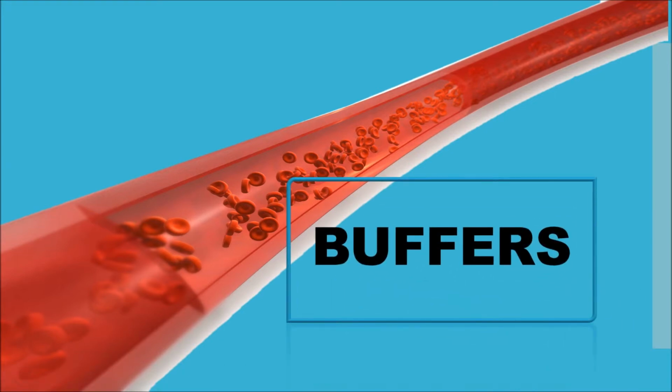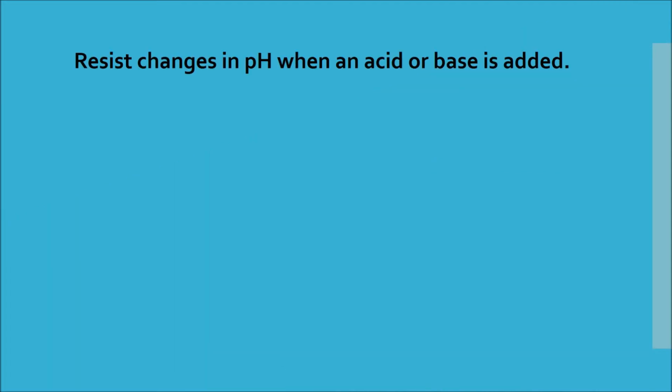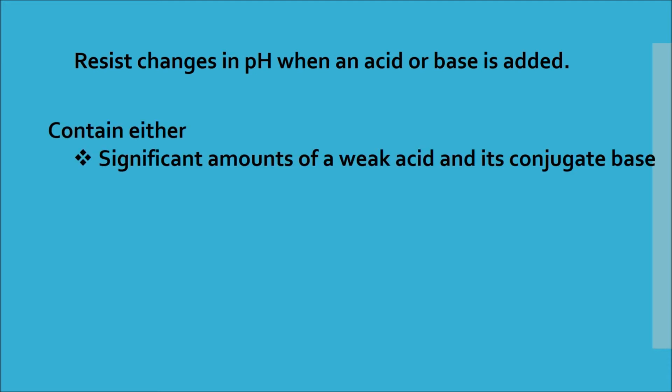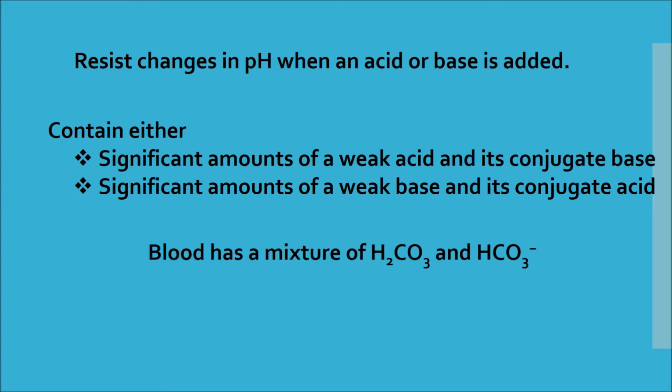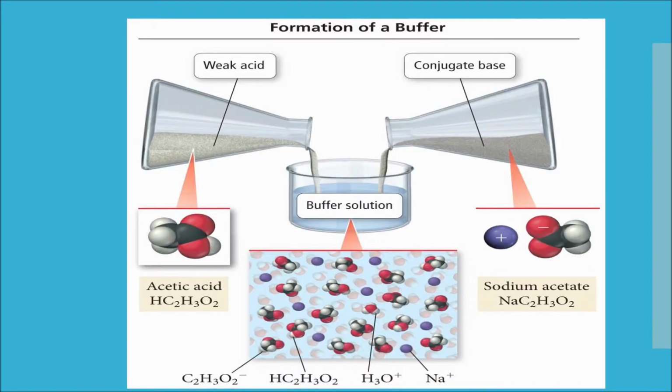Buffers. Now, buffers are solutions that resist changes in pH whenever an acid or a base is added to it. They can contain either a significant amount of a weak acid and its conjugate base, or significant amounts of a weak base and its conjugate acid, depending on what you would like the system to buffer. The blood is a mixture of carbonic acid and hydrogen carbonate.